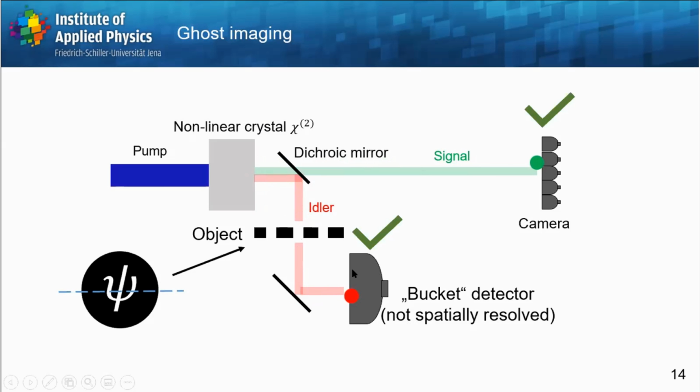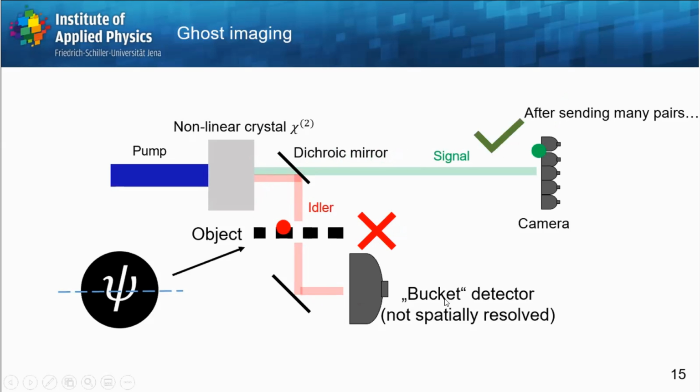So one possibility is that these photons are created, and the idler passes through this hole here, and the bucket detector, I put here a check, is going to detect the photon, and the signal is also going to detect the photon. But there could also be the possibility that the idler photon is absorbed by this part here, and the signal is, of course, going to be measured. So the bucket detector doesn't measure anything, but this one does. And I can keep sending more and more photons to this. And after sending many pairs, what do you think we're going to get?